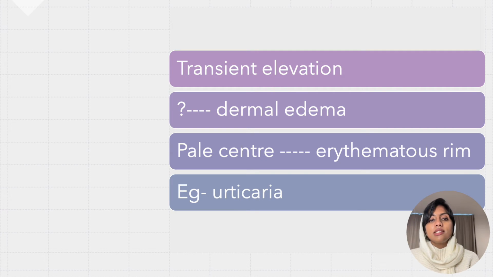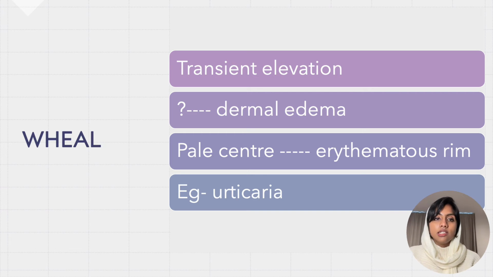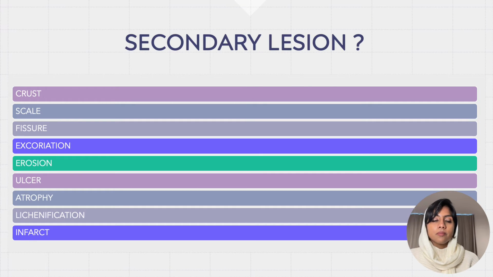So what if I say it's a transient elevation? Does anything come to mind as a diagnosis? So for example, when it's a transient elevation with a pale center and erythematous rim, we generally call it urticaria. So that's a clinical condition. So what is the primary lesion in urticaria? That's called a wheal, which again is very common to see in the clinics.